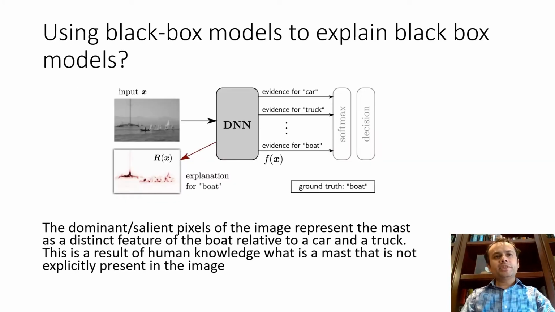An implication of that observation is that we are using black box models to explain other black box models. The reason that we are able to identify the image as a boat given a certain arrangement of pixels is because it has distinct features relative to other arrangements of pixels. But that is the result of extra human domain knowledge that is not explicitly identified or present in the image.